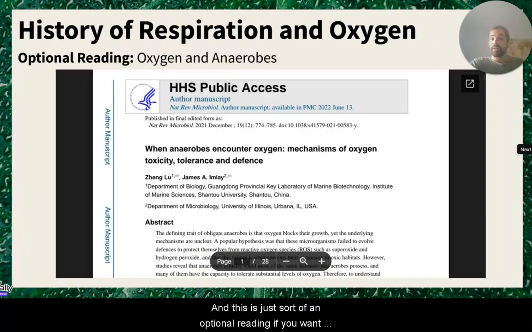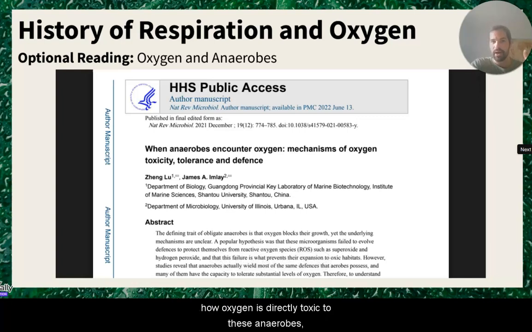And this is just sort of an optional reading if you want to learn a bit more about the mechanisms of how oxygen is directly toxic to these anaerobic microbes, and the various things they do to protect themselves from reactions with oxygen. I encourage you to take a look at this manuscript from a few years ago. It's pretty cool. I need to look at it myself, but I hear it's pretty cool.